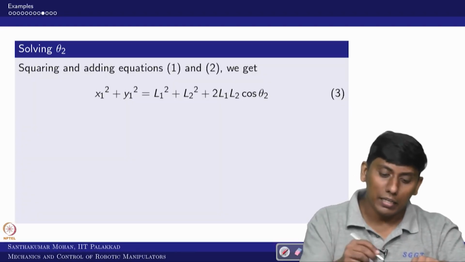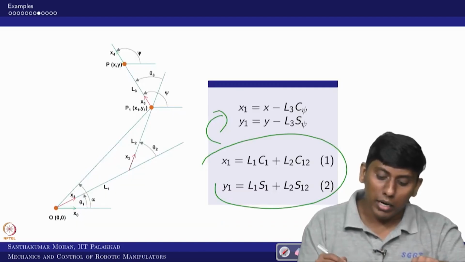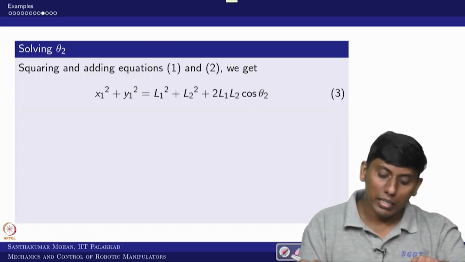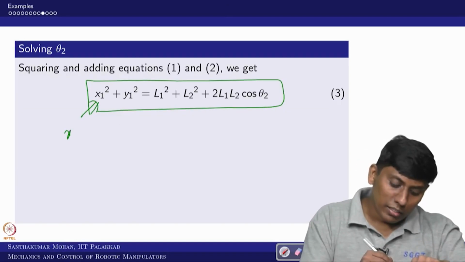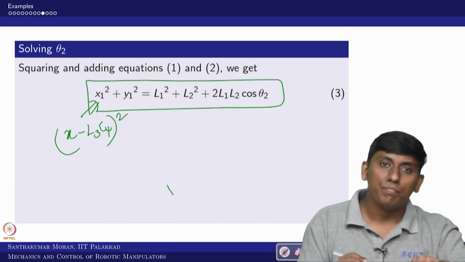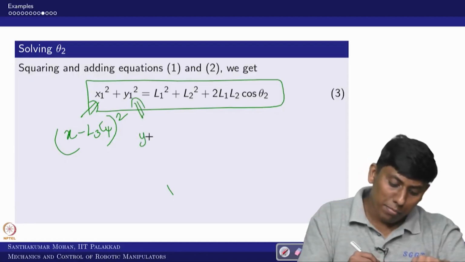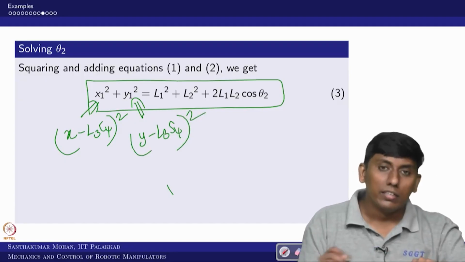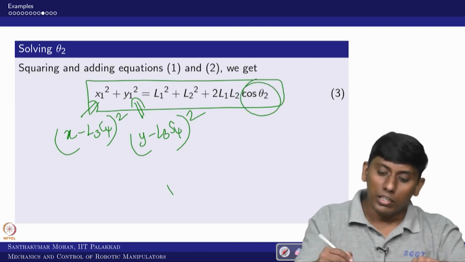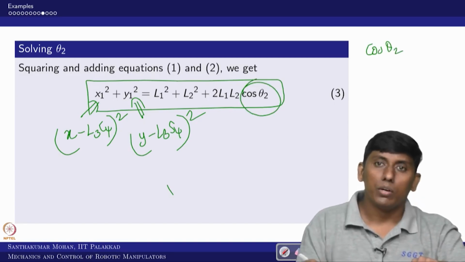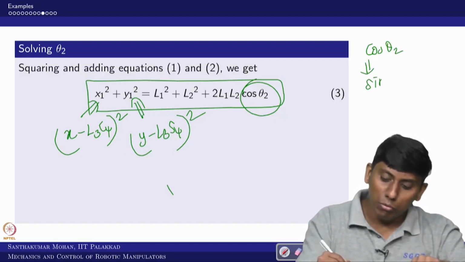Now I am squaring and adding, so x1 squared plus y1 squared, which would be equal to this. So now what will I get? This is the final equation. Here I substitute x minus L3 cos psi whole squared and y minus L3 sin psi whole squared. Then you can see the left hand side is known, so what is unknown is only cos theta 2. If I find cos theta 2, I can easily find sin theta 2.